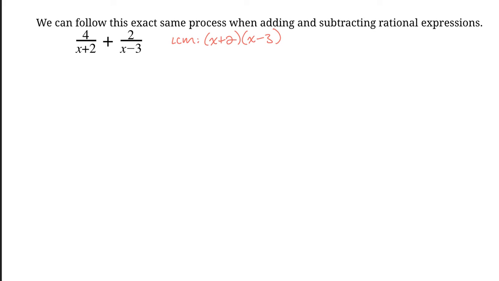So we're going to have to multiply by something to ensure that each of our rational expressions has this lowest common multiple in their denominator. So if we take our first rational expression here, 4 over x plus 2, we're just missing this x minus 3, so we can multiply by x minus 3. And remember, when we're multiplying rational expressions, we need to multiply both the top and the bottom. So we're going to multiply the denominator and the numerator by x minus 3.